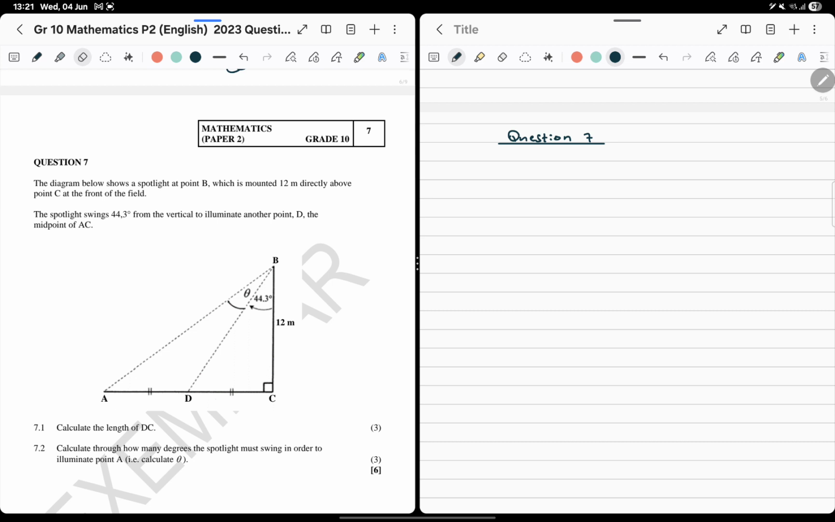We are told that the diagram below shows a spotlight at point B, which is mounted 12 meters directly above. You see this word, directly, it means it's perpendicular. So that's another way of suggesting something is perpendicular. Because when something is directly above something, it means whatever is below, that is a vertical line.